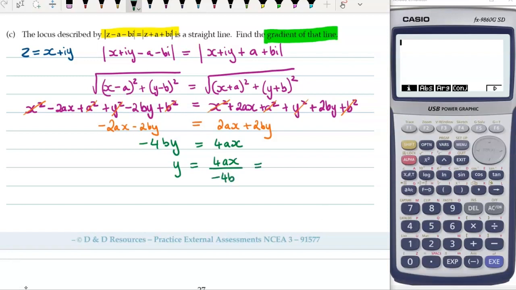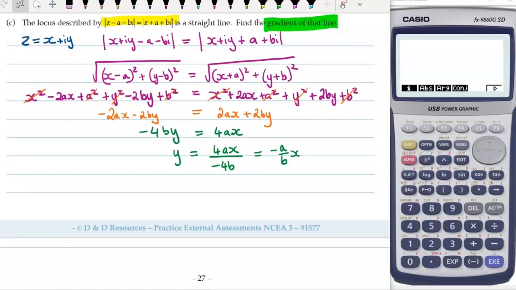The 4's obviously cancel. We end up with that being minus a over b x, and there's no plus, so you know how we have y equals mx plus c. The c is a 0 here. We don't really need it, but I'm just helping you to recognize this is the equation of a straight line, and so the gradient is that coefficient of x, so that's minus a over b.